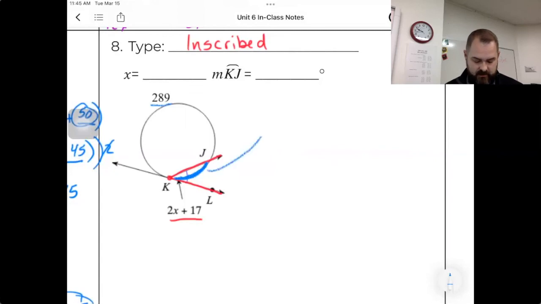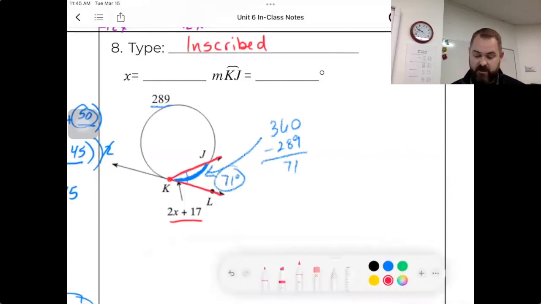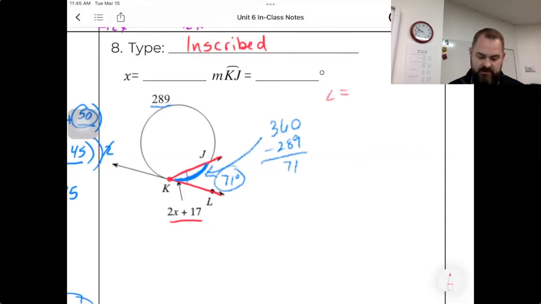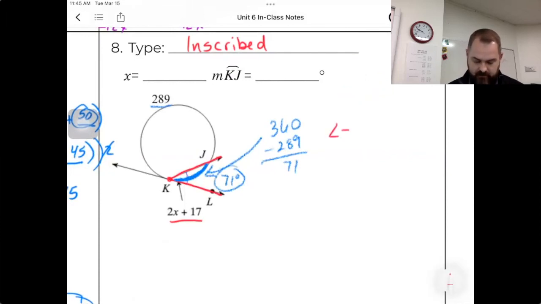To find this arc, I've got to do 360 minus 289, so I have an arc measure to use. And if I do 360 minus 289, I get 71. So the arc measure I'm using is 71 degrees. So again, for an inscribed angle, your formula is angle equals half of arc. Hopefully you can read that. Let me do that again. Angle equals half of arc. The angle is this expression here, 2x plus 17.